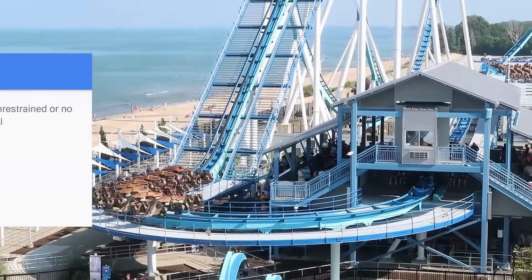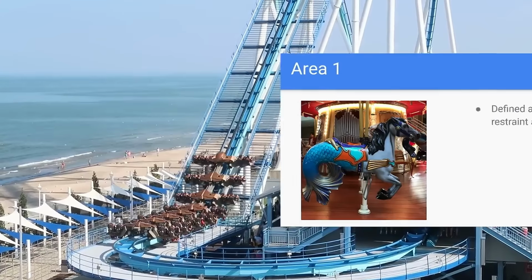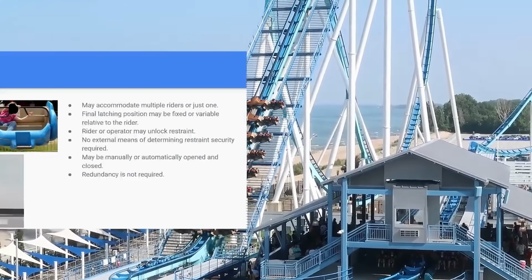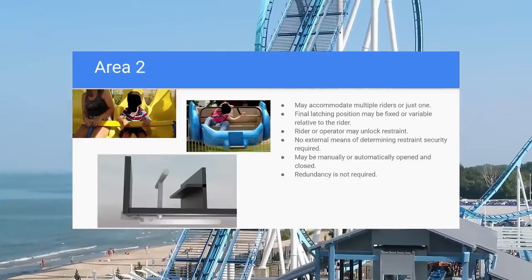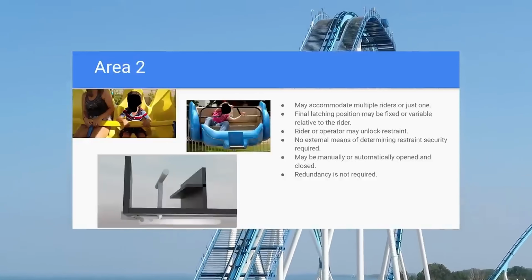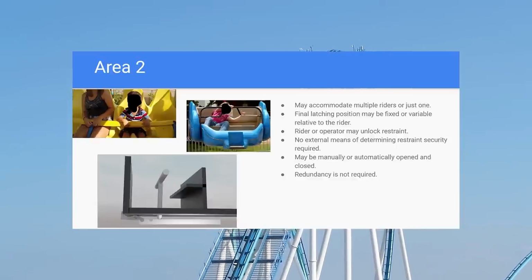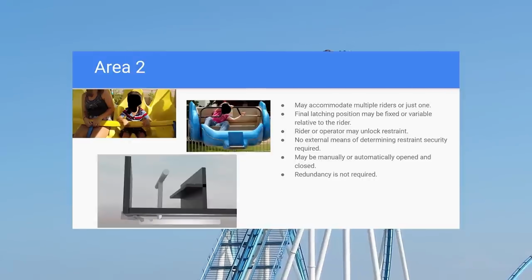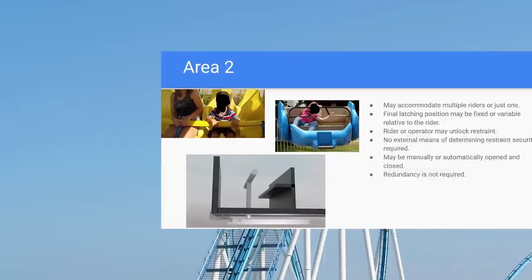Area 1 restraints are the least restrictive and generally refers to no restraint at all. Think of a ride like a carousel. Going to the next level, Area 2 restraints may accommodate multiple riders or just one. They may have a final latching position that is fixed or variable relative to the rider, meaning they can lock in multiple positions or just one. The rider or the operator may be able to unlock it. It can be manually or automatically opened or closed, and redundancy is not required.